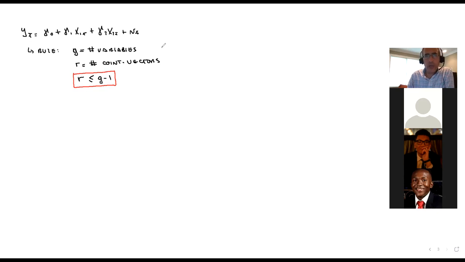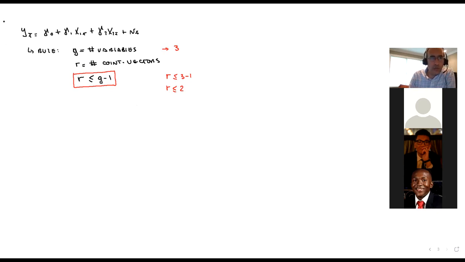So in this example, how many variables do I have? 1, 2, and 3. Do you agree? Guys, you agree? Yes. So what is the maximum number of cointegration relationships that I can get? 3 minus 1. So R is going to be less or equal than 2. So it can be 0, no cointegration relationship, can be 1, or can be 2.